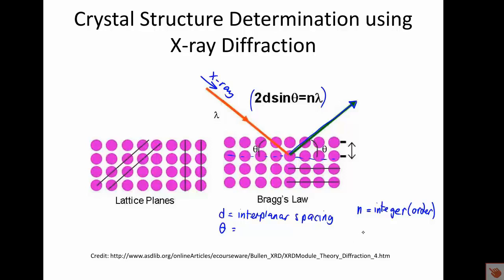Usually, the intensity of the reflected beam reduces as n increases, and typically in experiments n is always equal to 1. The other parameter is lambda, and that's the wavelength of the incident X-rays.